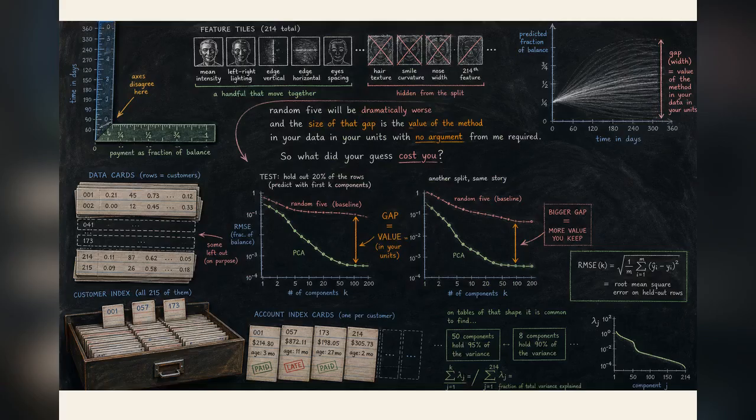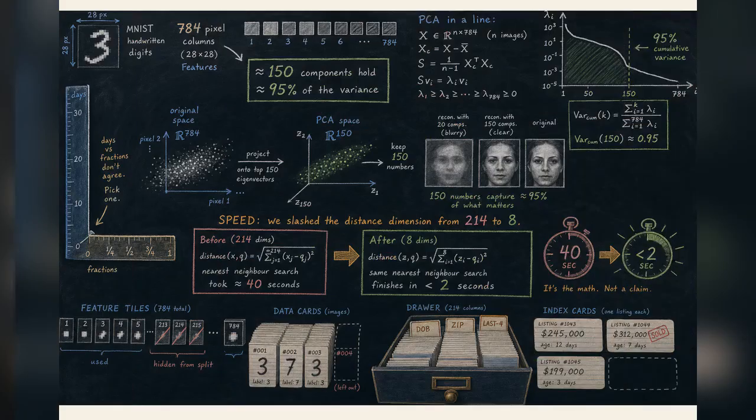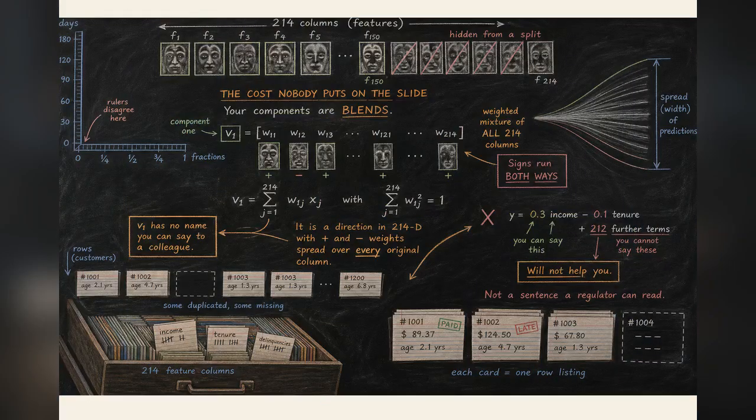On tables of that shape it is common to find 50 components holding 95% of the variance, and not at all rare to find 8 holding 90. On NIST, the 784 pixel columns of handwritten digits, around 150 components hold about 95%. And the speed matters more than the storage, because distance calculations that ran across 214 columns now run across 8, so a nearest neighbor search that took 40 seconds finishes in under 2. Now the ways this will fail you, starting with the cost nobody puts on the slide.